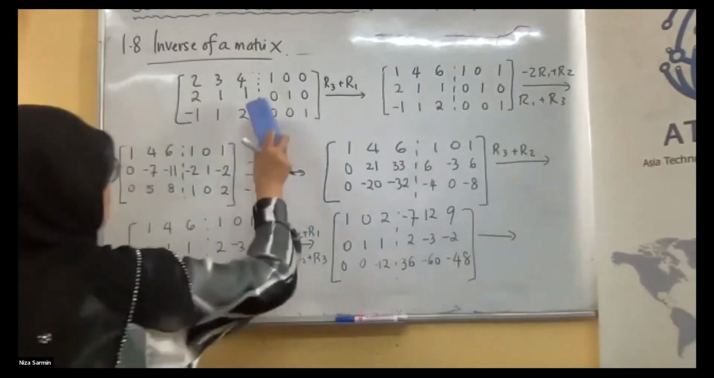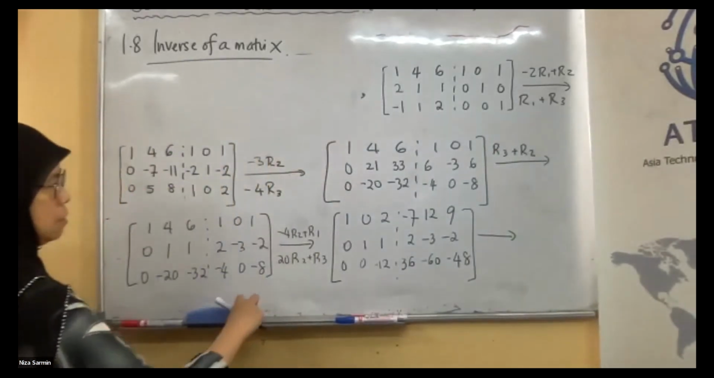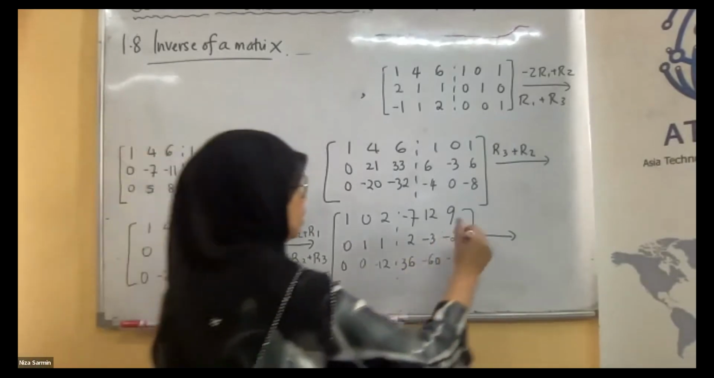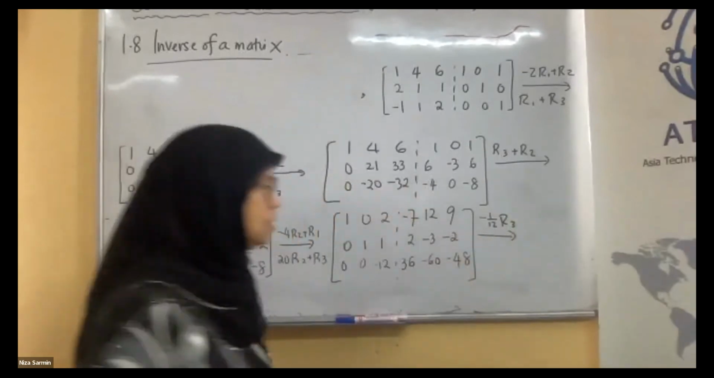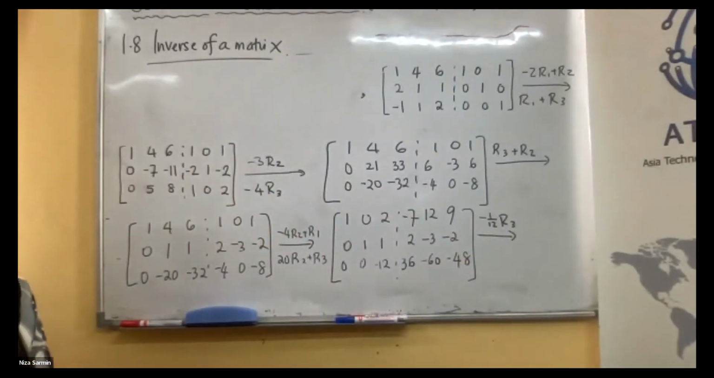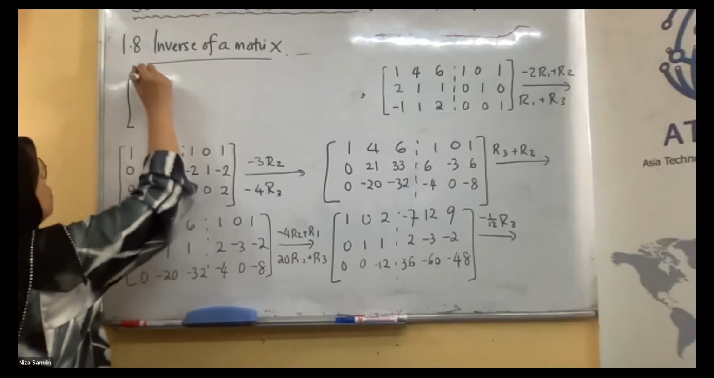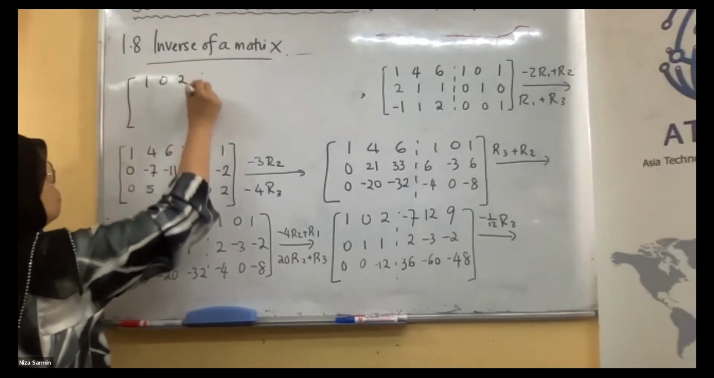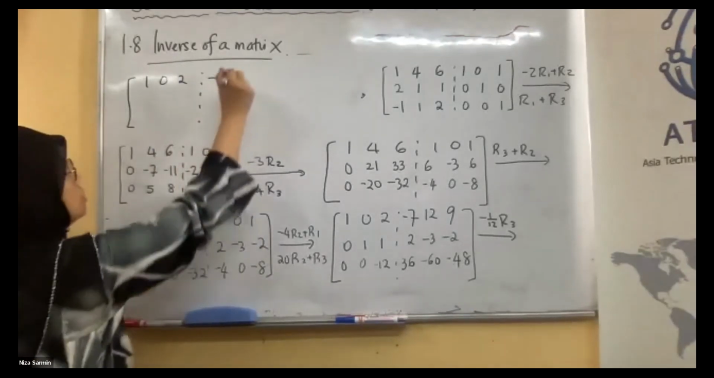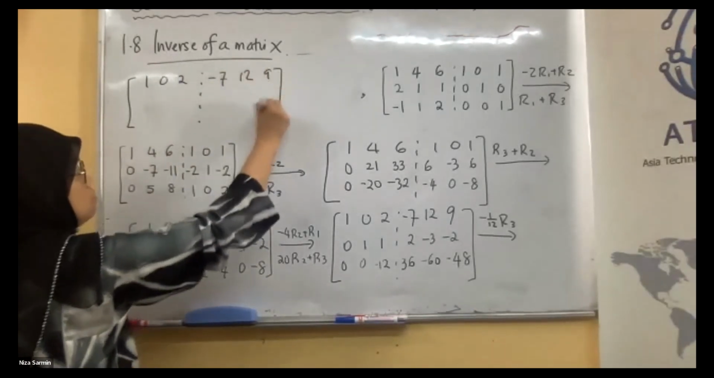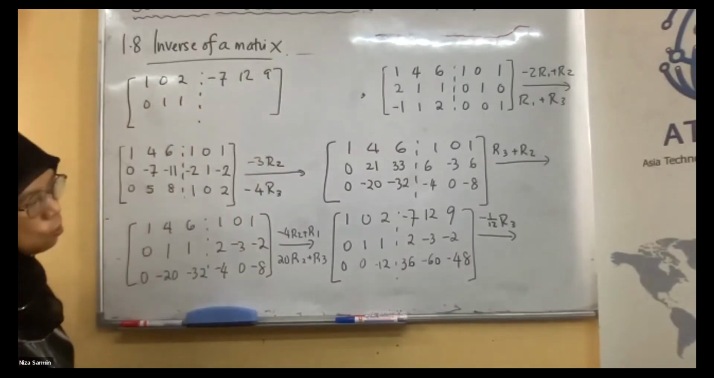Okay, I go back to here, yeah? Okay. So, just negative 1 over 12, row 3. So I will get 1, 0, 2, negative 7, 12, 9, 0, 1, 1. Copy, copy.